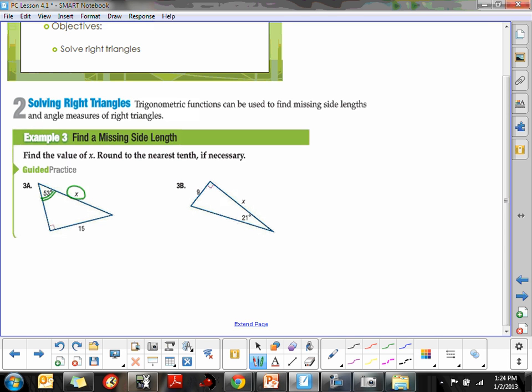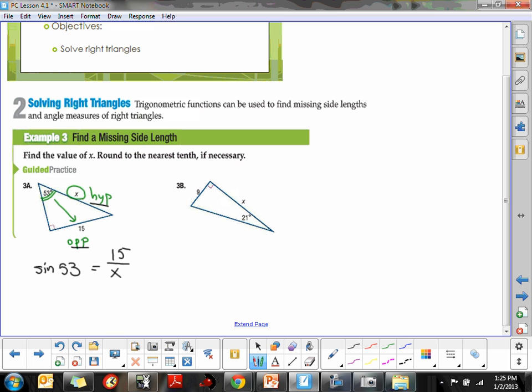If I look through the eyes of that 53-degree angle, then this is the opposite side, and I'm being asked to find the hypotenuse. So I've got to apply the correct trig ratio. I've got the words opposite and hypotenuse. That tells me, if I understand the definitions of sine, cosine, tangent, and those other 3, that I'm going to need to use the sine of a 53-degree angle. This is going to equal the opposite side, which is 15, over x.